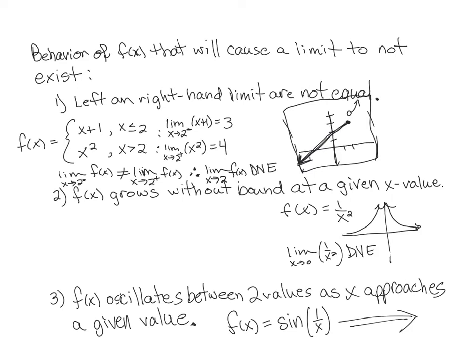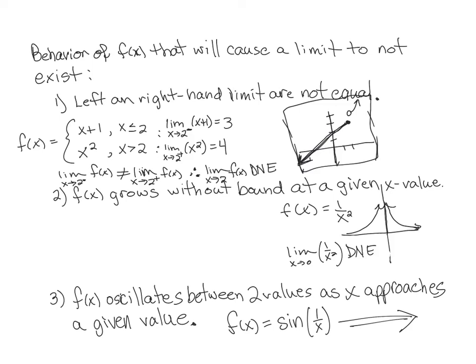And you see that the limit doesn't exist because as I approach 2 from this side, I'm headed to 3. As I approach 2 from this side, I'm coming down and heading to 4. Well, my left and right hand fingers are not pointing to the same point on the graph, so the limit doesn't exist.